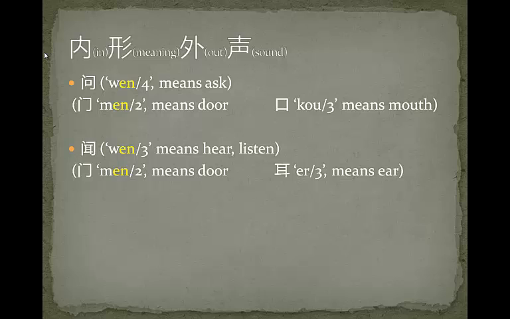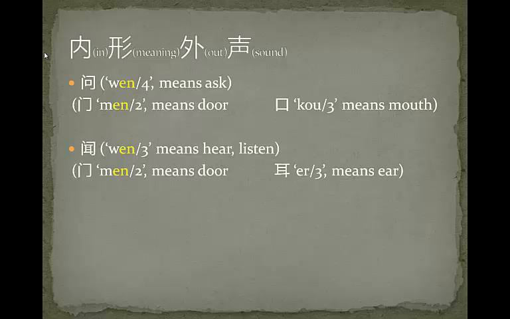The first one, 问. It's the fourth tone. It means ask. So the outer part, 门, means door. Everybody knows that it means door. It can be a radical. Here we borrow the vowel only. And the inner part is a mouth, right? 口, third tone. It means mouth. So when you ask, you need to open your mouth and knock on the door to ask people.